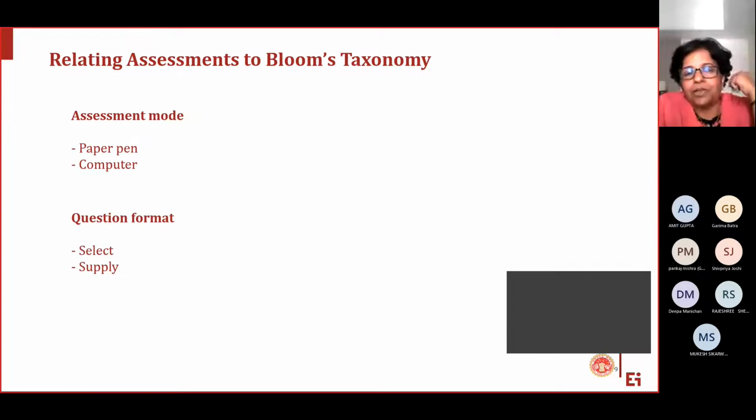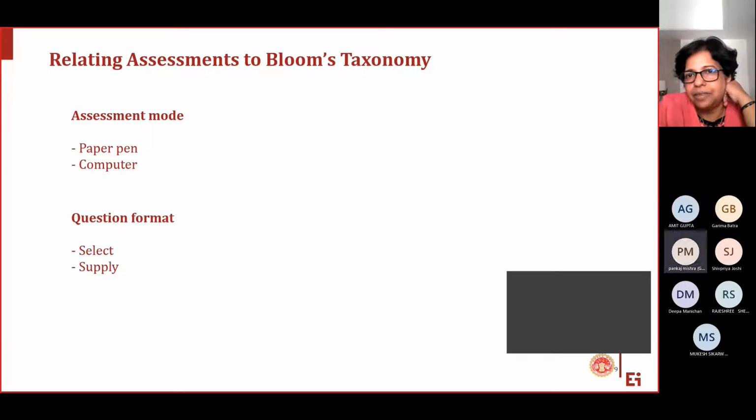Now, in the supply type of format, what all can you make the child do? Fill in the blanks, mostly used. Yeah, fill in the blanks and then short answer questions, short response questions. Close test. Close test is a form of fill in the blanks only, right? Somebody said that already. Short response. Then essay type.